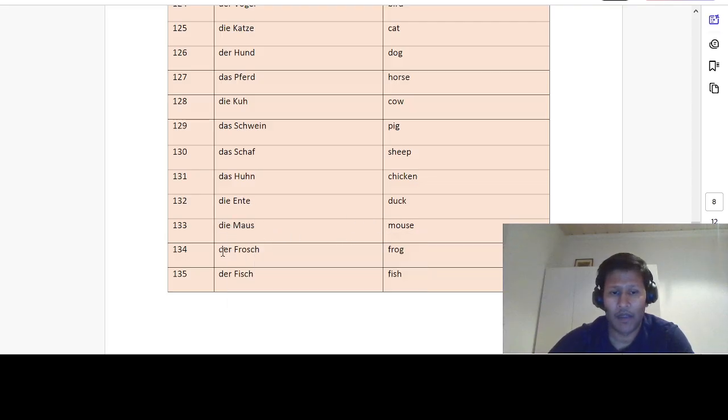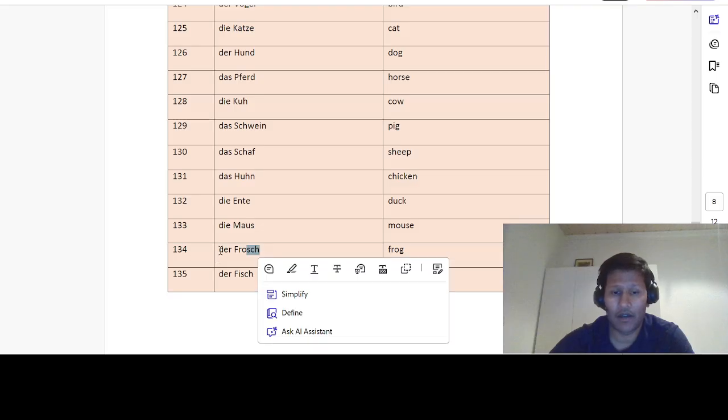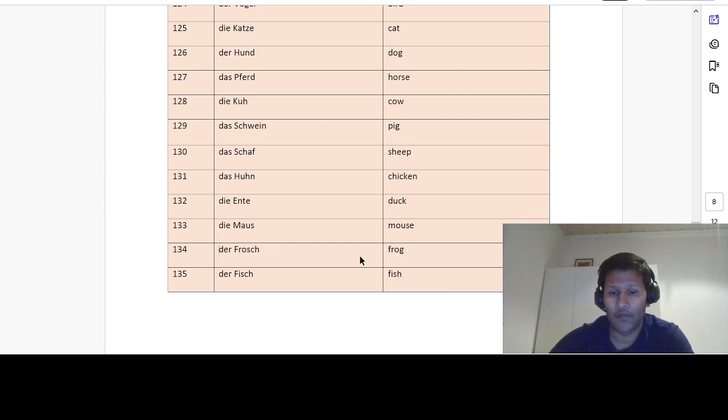Der Frosch, frog is called der Frosch. See how we read these three letters, like in English where sh is there. Same way, der Frosch, frog. Der Fisch, fish, is masculine. All right.